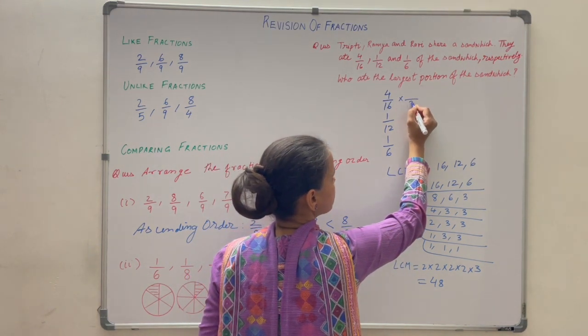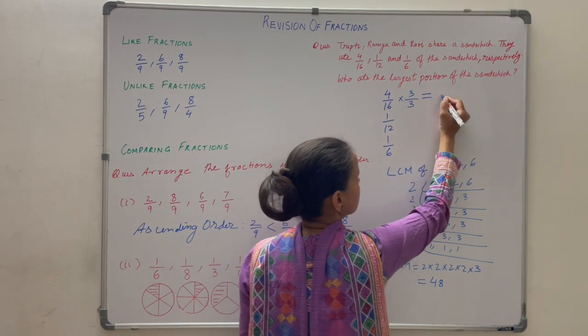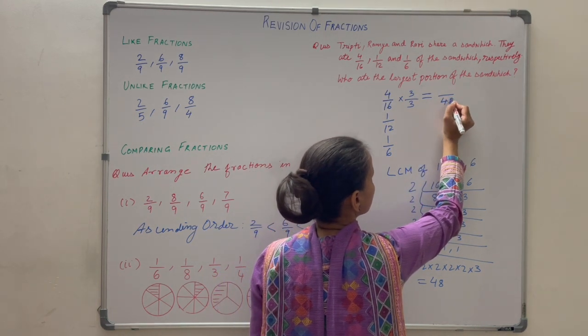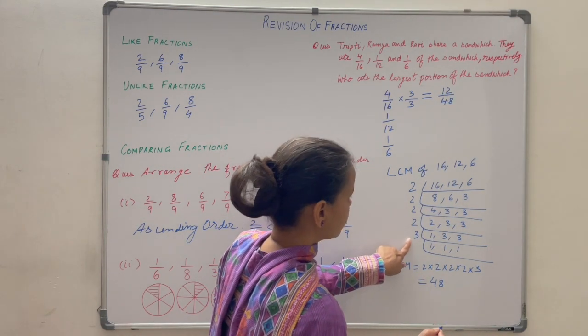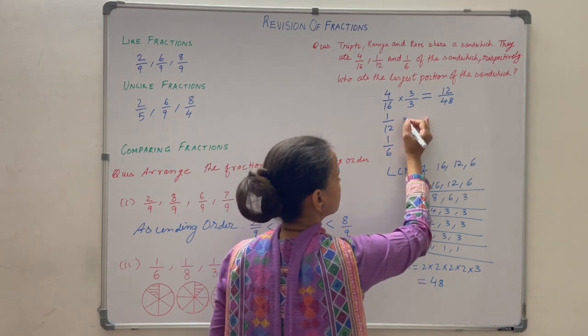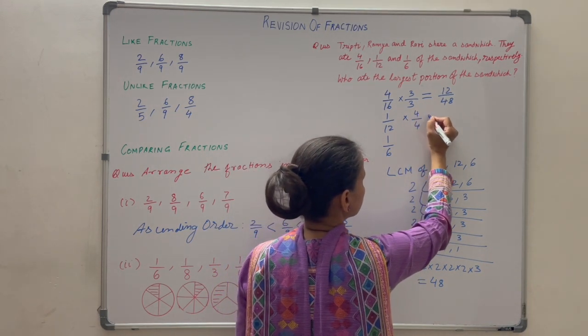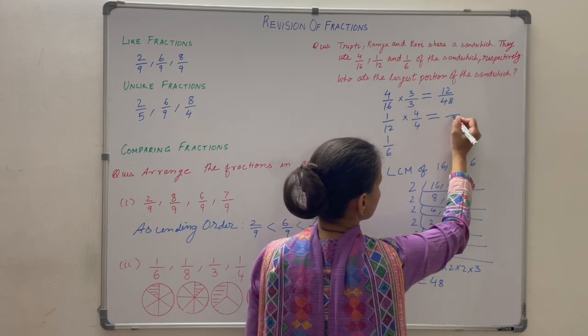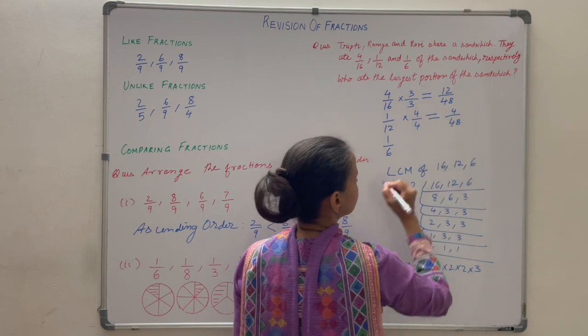So if you're multiplying the denominator by 3, you need to multiply the numerator also by 3. 16 into 3 is 48. This is 4 into 3 is 12. So now 12 you need to multiply by 4. So when you are done multiplying 12 by 4, you have to multiply the numerator also by 4. So 12 into 4 is 48. 1 into 4 is 4.